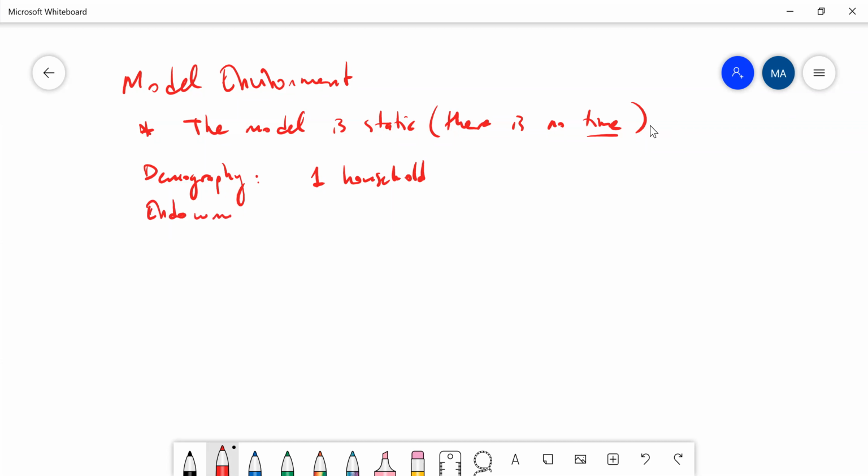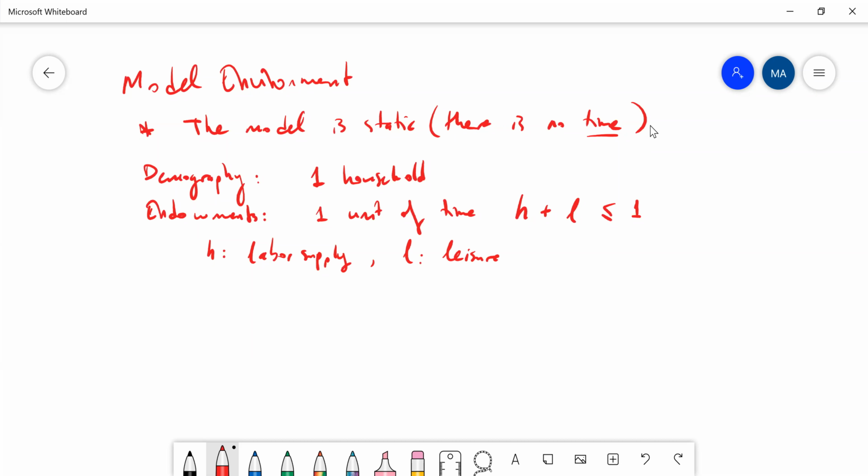In terms of endowments, this household has 1 unit of time and nothing else. Now, what happens to this time? Well, it has 2 uses. First, it could be transformed into labor supply. H is labor supply, and the remaining time will be leisure.